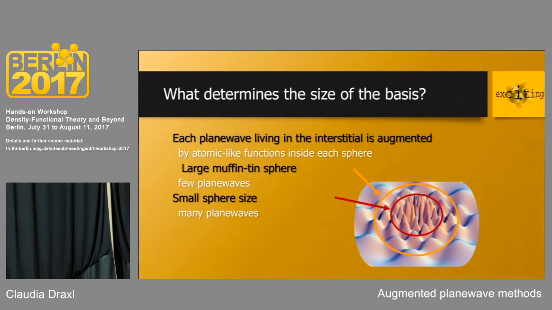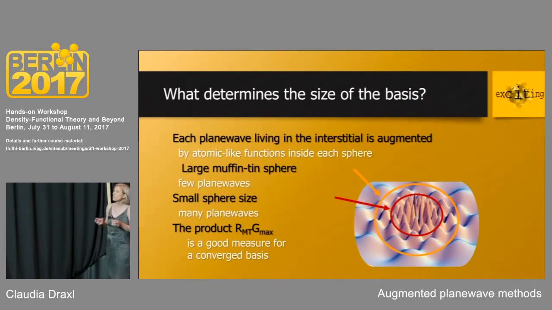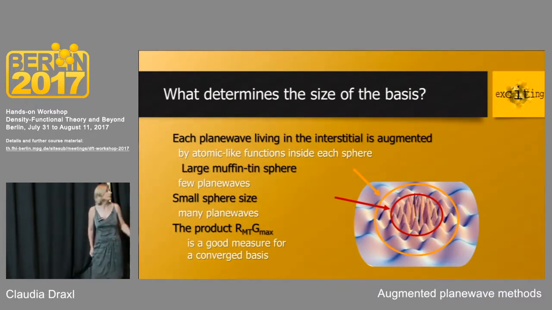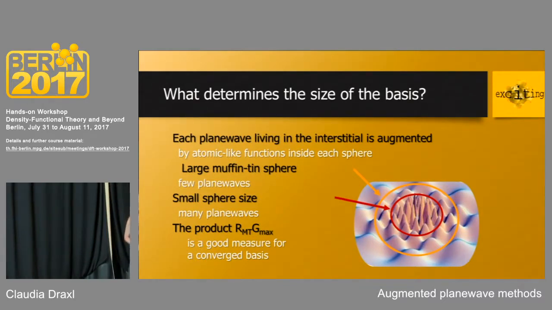That's why if you look into the literature, there is this famous RG max or RK max value, which is a measure for the basis size that you need, because it's a product of the muffin-tin sphere size and the maximum plane wave cutoff that you need. If the sphere size is large, you only need a small value of the cutoff. If the sphere size is small, you need a large value, and vice versa. That's why the product is good.